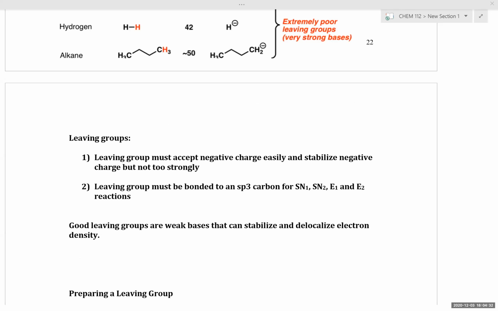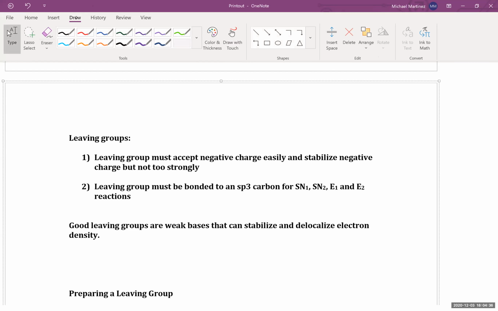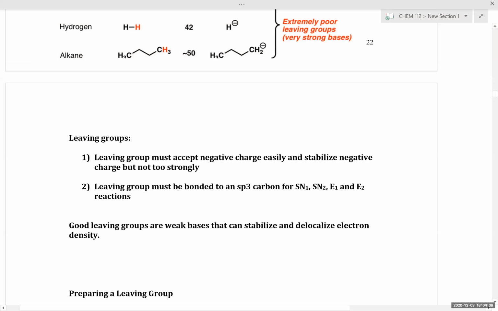So in this case, we last left off discussing different leaving groups, and we'll talk again about the features that make a good leaving group. So the leaving group must accept negative charge easily and stabilize negative charge, but not too strongly.